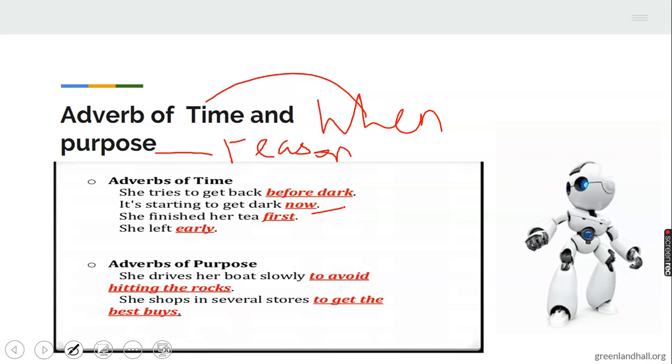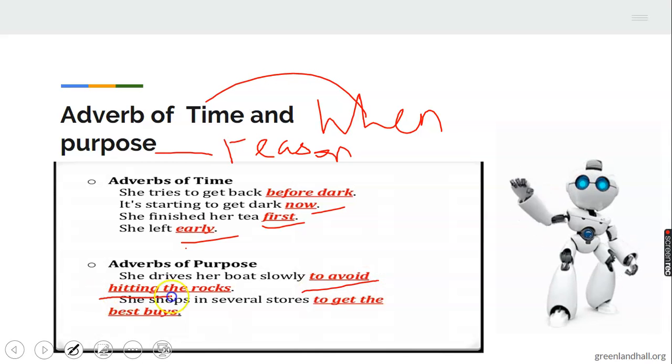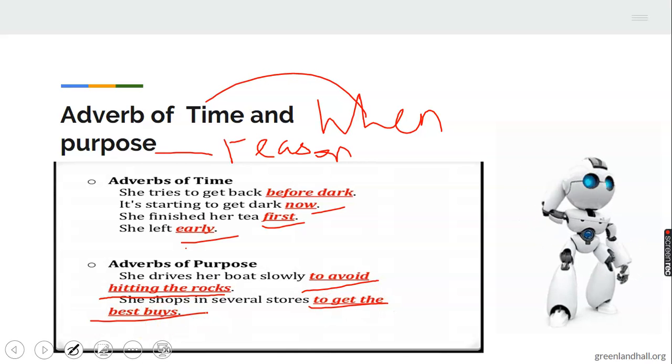Okay, now adverb of time. She finished at the first time. She left early. Time. Adverb of purpose, that's the reason why. Now she drives her boat slowly. Why did she do that? To avoid hitting the rocks. Then she shops in several stores. Why? To get the best toys.